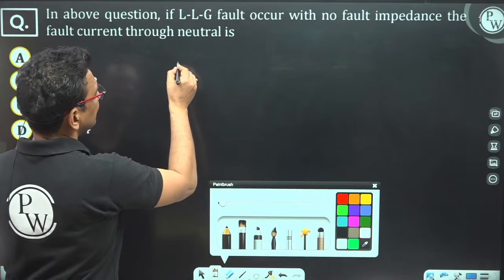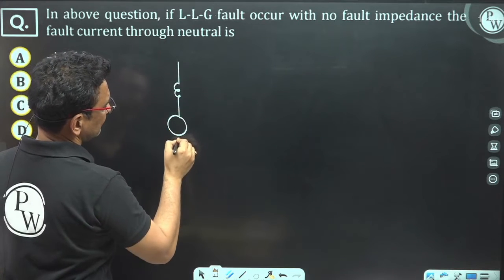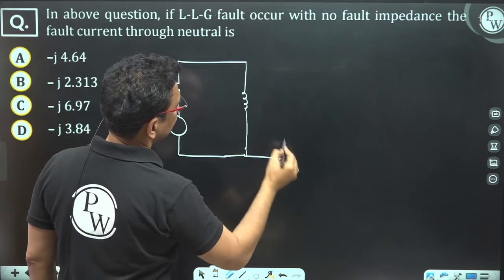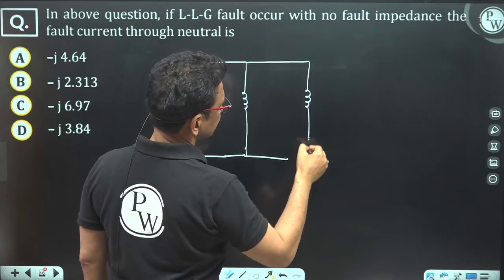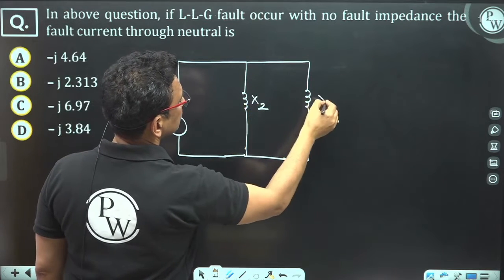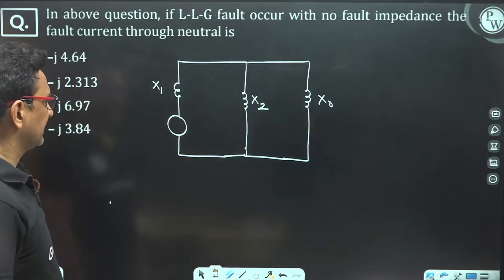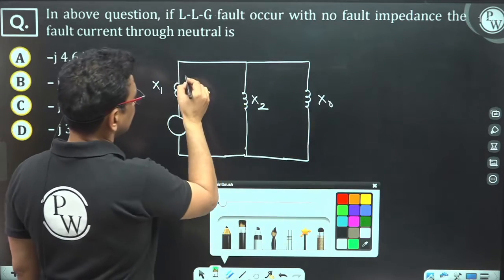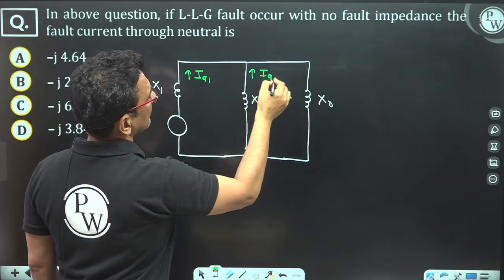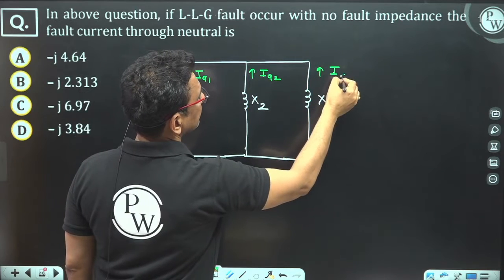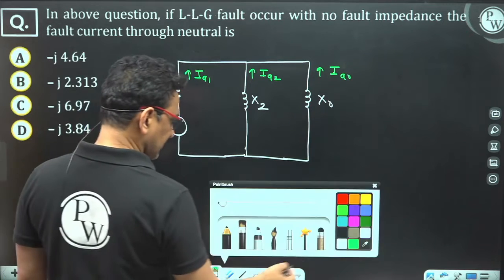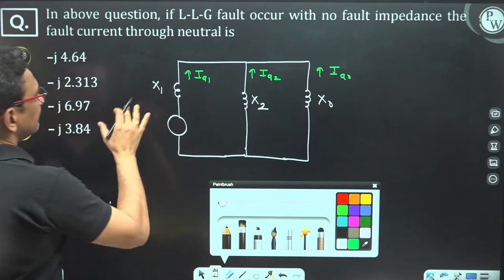See, I told you yesterday, the overall circuit will be like this: positive sequence, negative sequence, and the zero sequence. ZF is 0. So this is X1, this is X2, X0. XF is not there. See, this is my IA1, this is IA2, and this is IA0. The fault current is equivalent to IA0. Yesterday I told you. So, how to get the value of IA1?